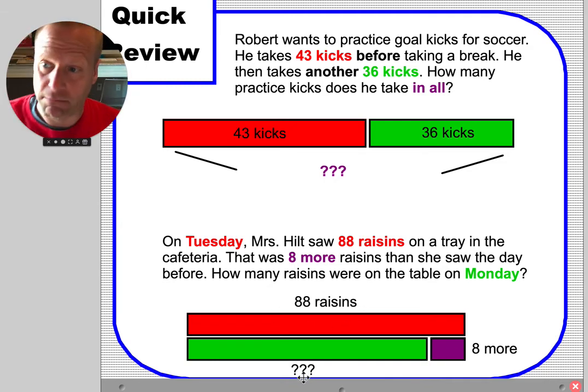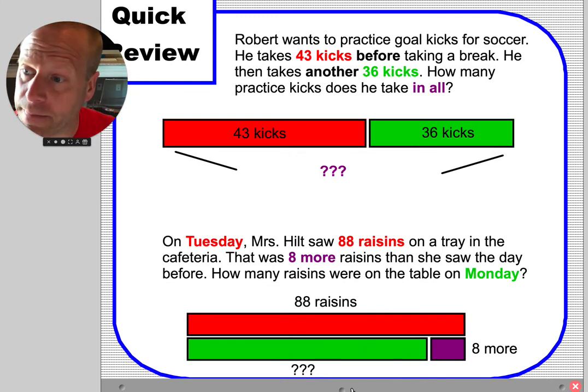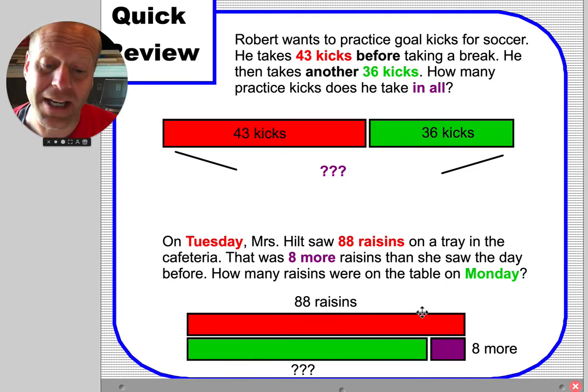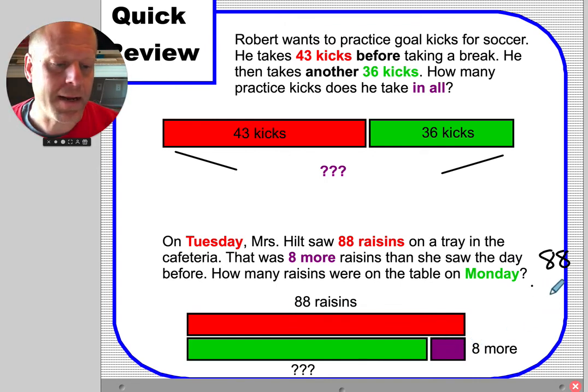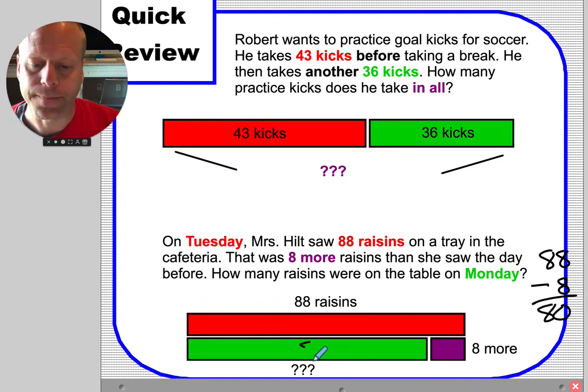We're missing it. So do you think I take the 2 numbers and add them together to get the missing part? Or do you think I take the 2 numbers and I subtract to get this green part? Yeah, with what we know from the story, subtraction sure seems to make more sense here. We're going to take all the 88 that she saw on Tuesday. We have to take some away. So 88, take away the 8, is going to leave 80. And that makes sense because 80 plus 8 is 88.